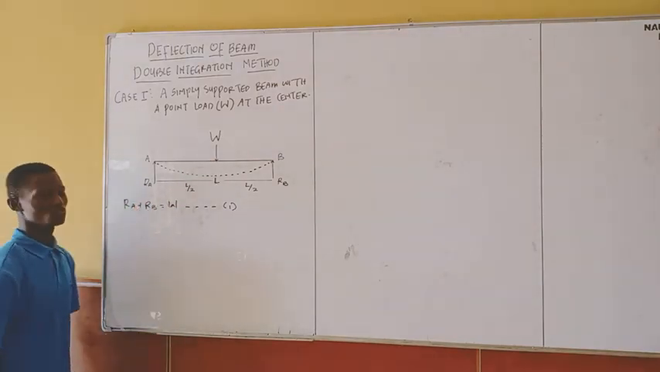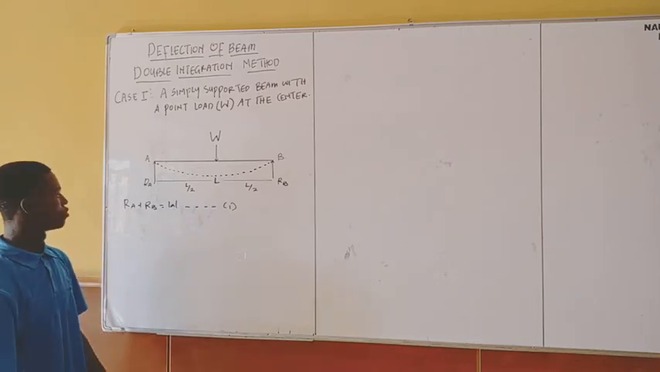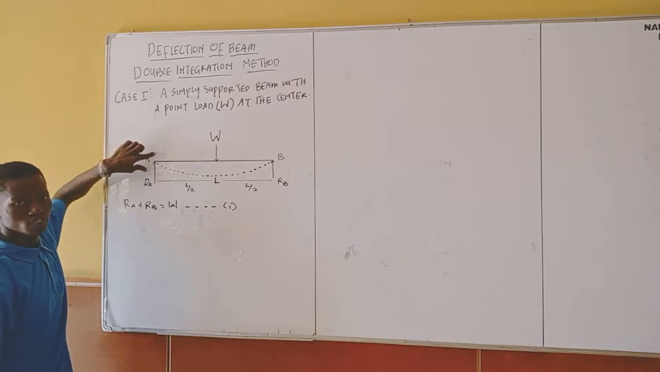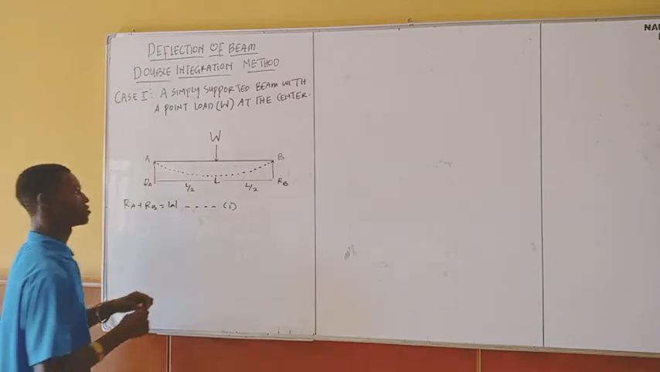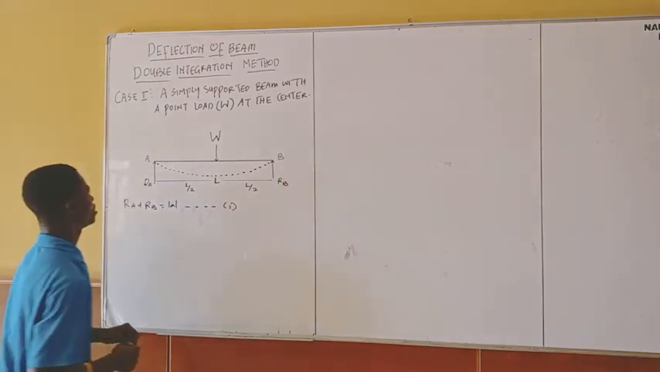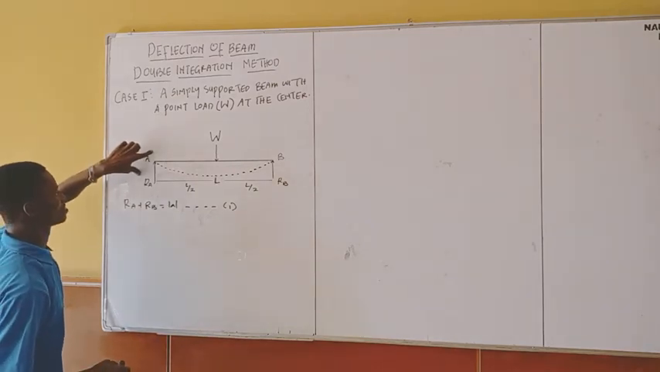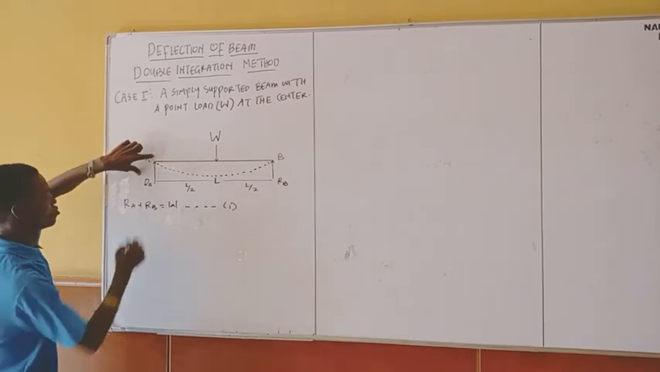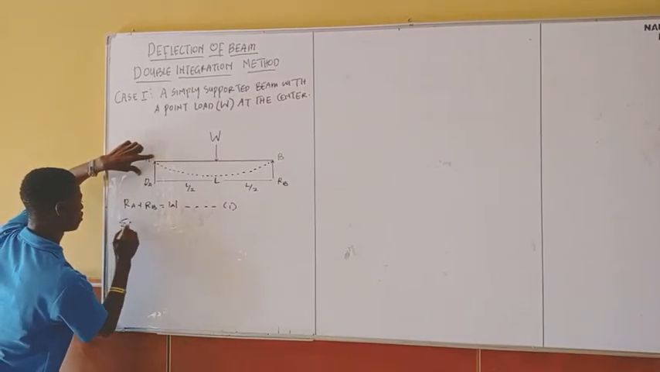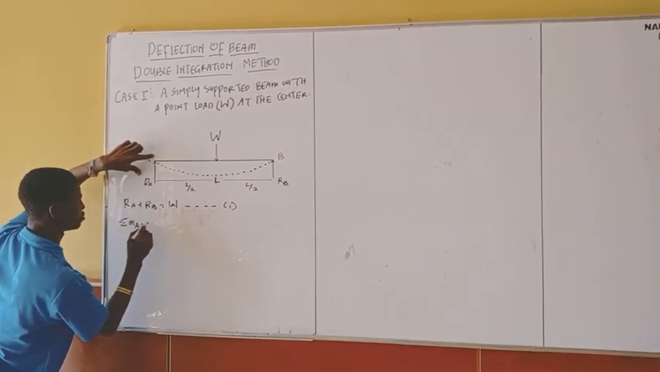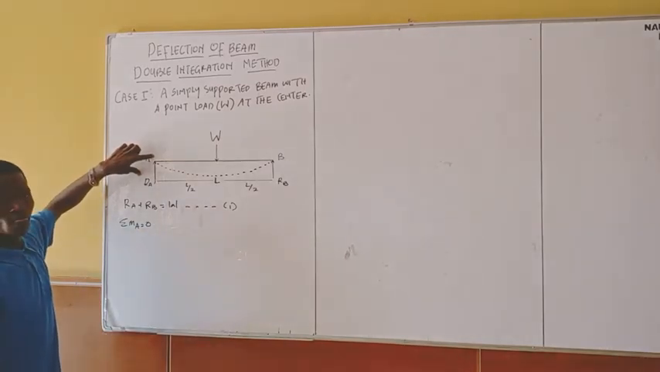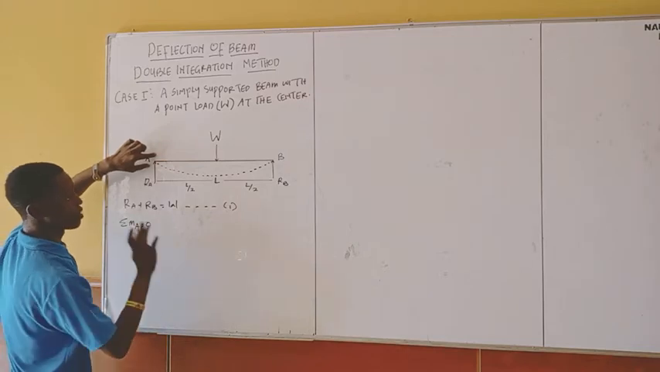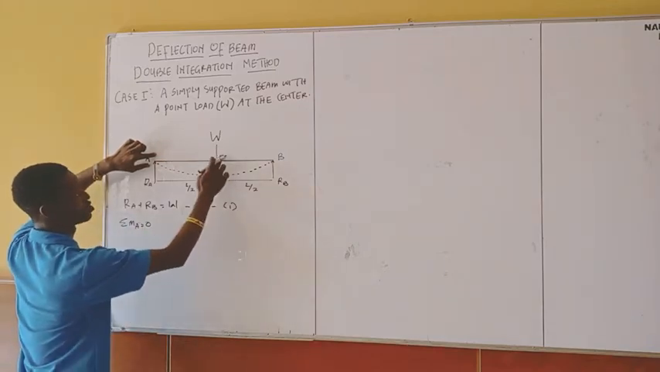The next thing is to look for my moment. I can decide to take my moment at point A, or I can decide to take my moment at point B. If I'm taking my moment at point A, the summation of moments at point A will be equal to 0. You understand? At this point I'm having 0. Therefore I'm remaining with RB and W.